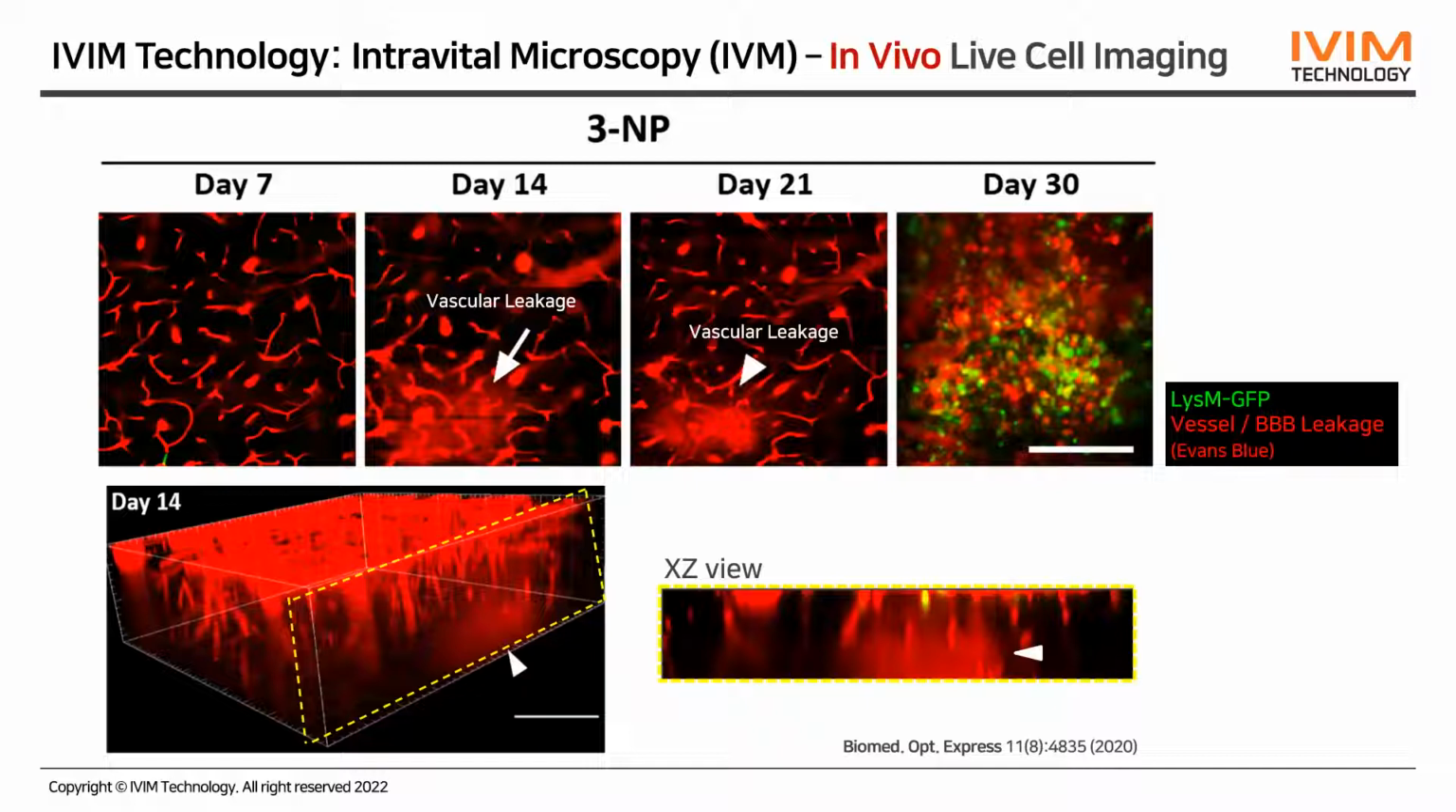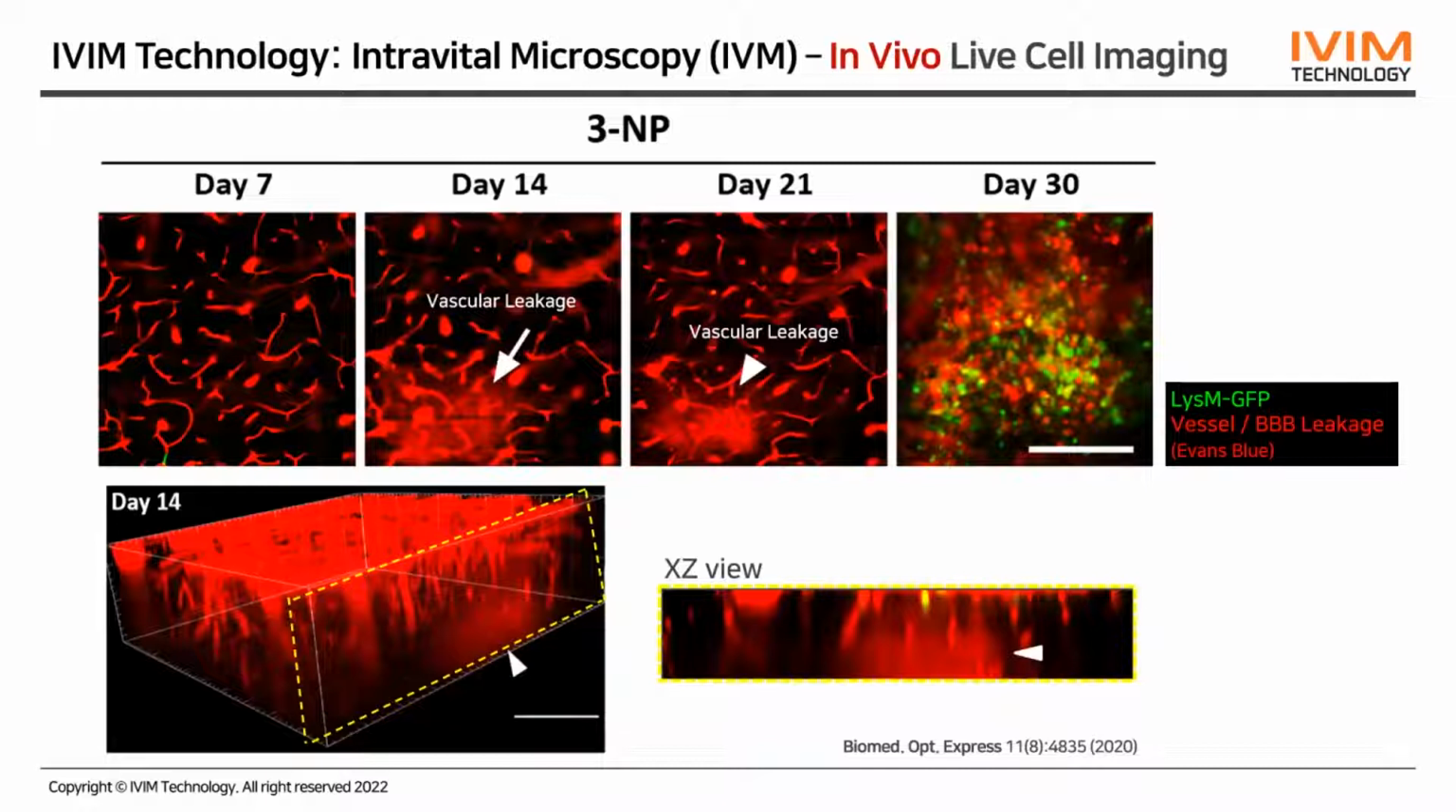In the control model, there were no identifiable changes in vascular morphology and permeability until day 30. However, in the neuroinflammation mouse model, vascular leakages were observed in the parenchyma of the cerebral cortex from day 14 to day 21, suggesting a persistent, compromised BBB integrity. At day 30, numerous lysozyme-positive cells had infiltrated the same site with vascular leakages, suggesting in vivo progression of BBB dysfunction to severe neuroinflammation during 1 month.